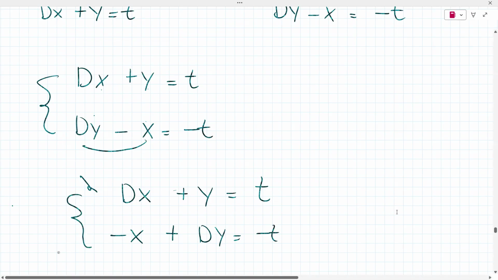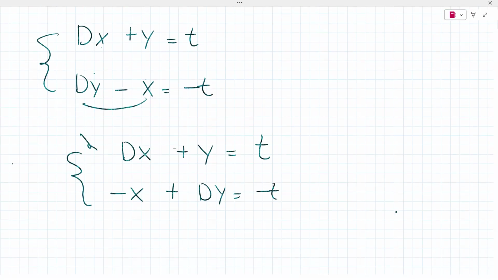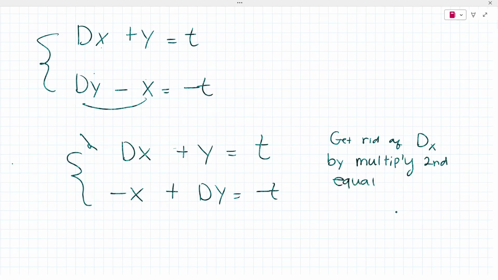So now let's do elimination. What do you want to get rid of? We can get rid of the dx by multiplying the second equation by d. So yes, get rid of dx. Multiply the second equation by d.